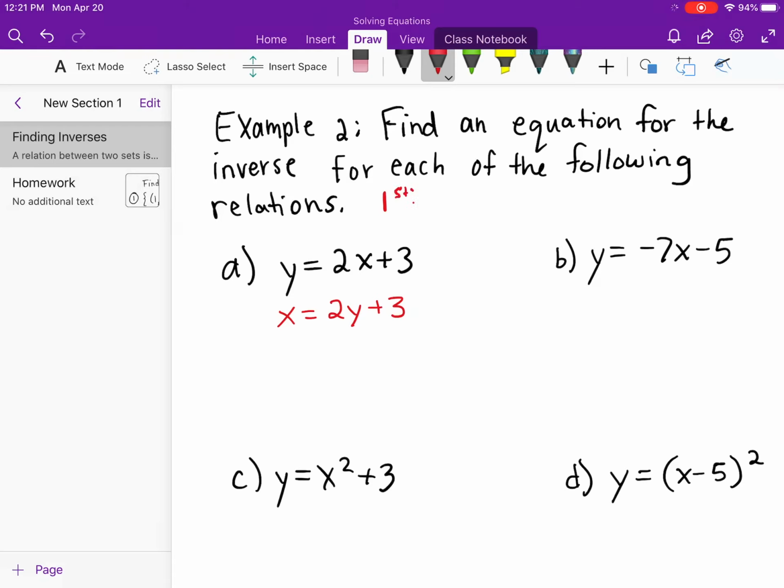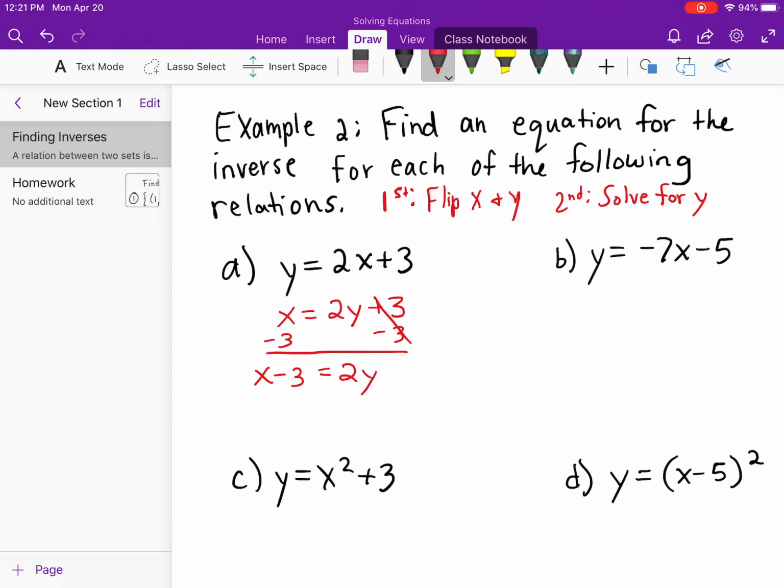First, flip x and y. Second, we're going to solve for y. Those are your two steps. So to solve for y here, I'm going to start out by subtracting 3 on both sides. Minus 3, minus 3. So that makes this x minus 3 equals 2y. Now I need to divide by 2, and I'll be done. The 2's cancel, so y equals, I'm just going to write it like this, x minus 3 over 2. That's the inverse. For y equals 2x plus 3, the inverse would be x minus 3 over 2.